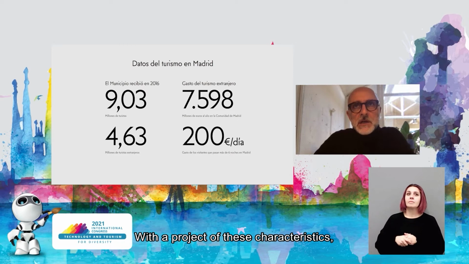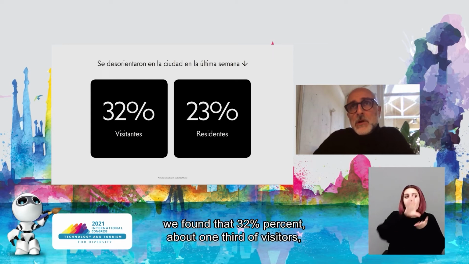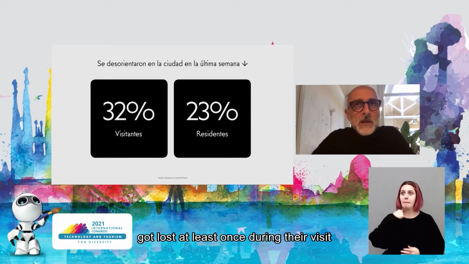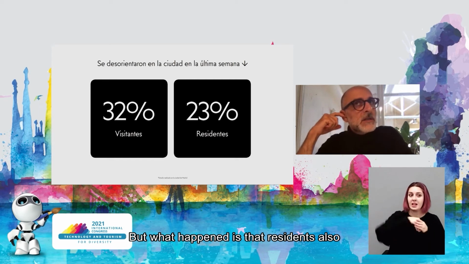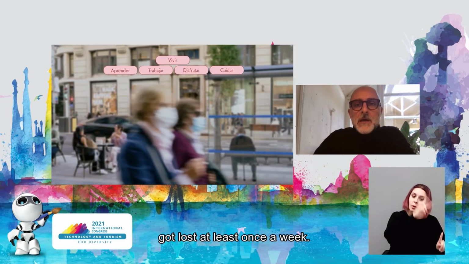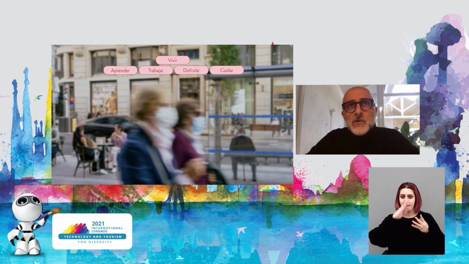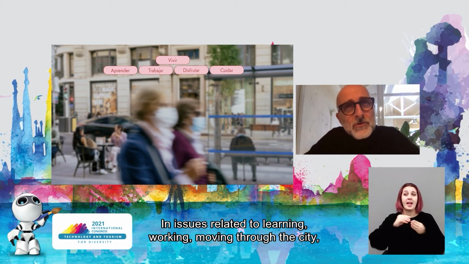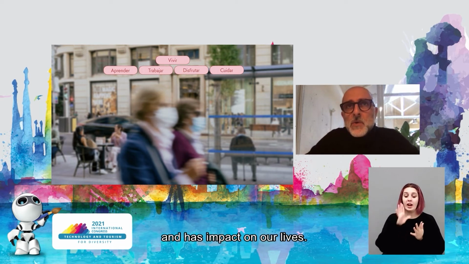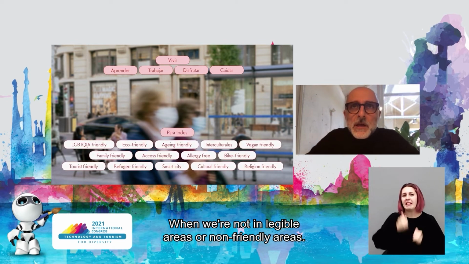Now, a project of these characteristics found that 32%, about a third of visitors, got lost at least once during their visit. But that didn't concern us so much. What happened is that residents, at least once a week, also became lost. And this has a very direct impact on the different facets of one's life, on issues related to learning, working, moving through the city, and has an impact on our lives when we're not in legible or friendly areas.